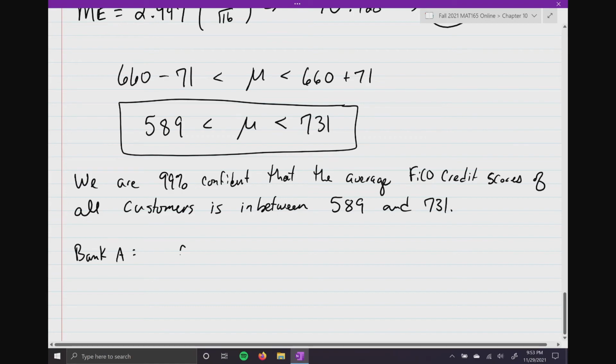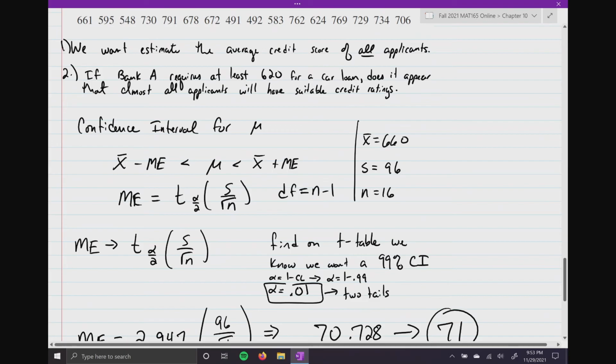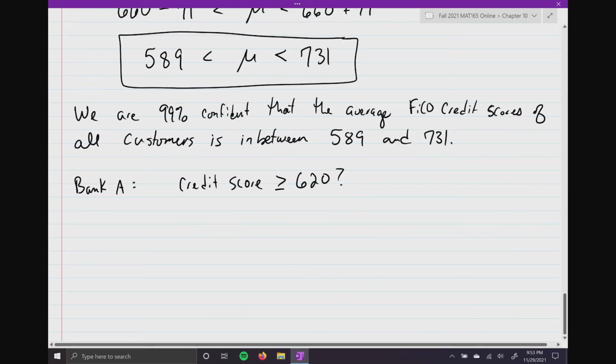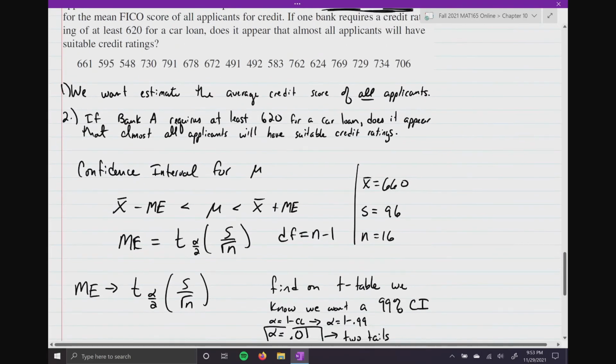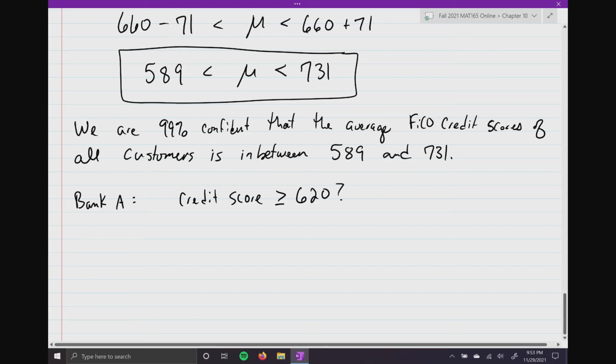Okay? Now, the second part of the question was, if Bank A wants a credit score of at least 620, which means they want a credit score greater than or equal to 620. I want to read the question one more time: does it appear that almost all applicants will be suitable for a credit rating? So the question is, if Bank A wants at least 620, do our customers fit what they want?